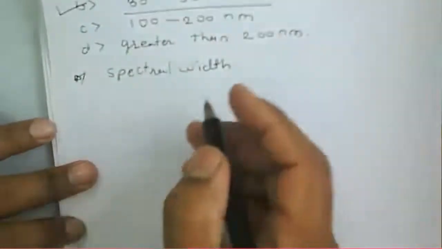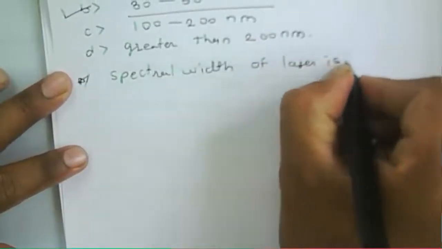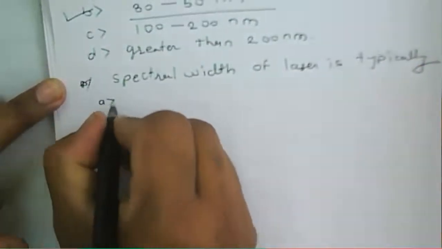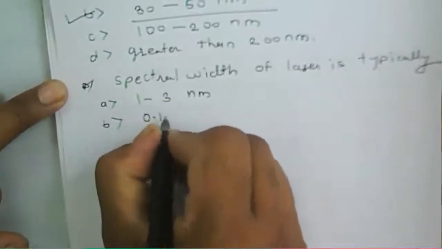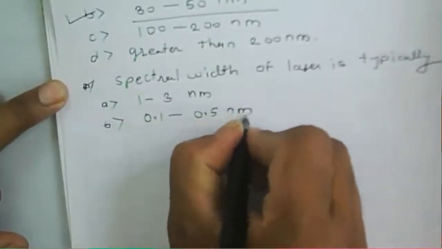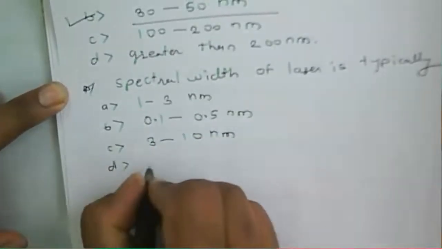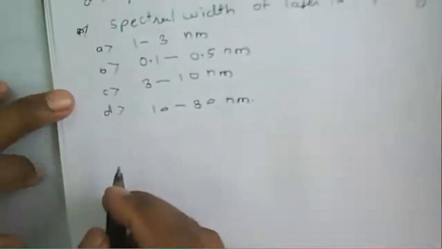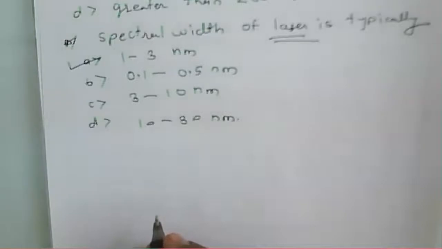Then the next one, the spectral width of a laser is typically: A, 1 to 3 nanometer; B, 0.1 to 0.5 nanometer; C, 3 to 10 nanometer; and D, 10 to 30 nanometer. What is the answer for this? Spectral width of a laser. Yes, correct. It is about 1 to 3 nanometer.